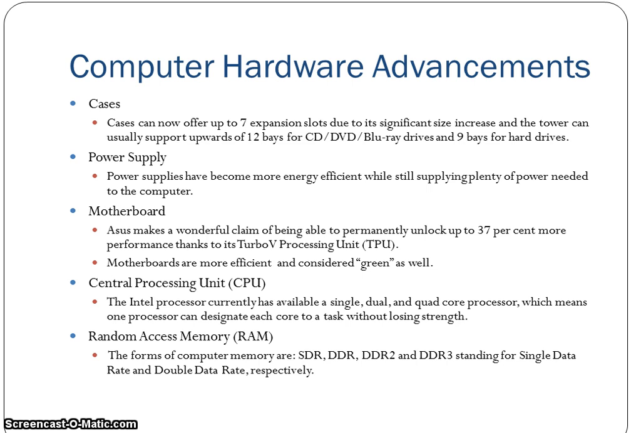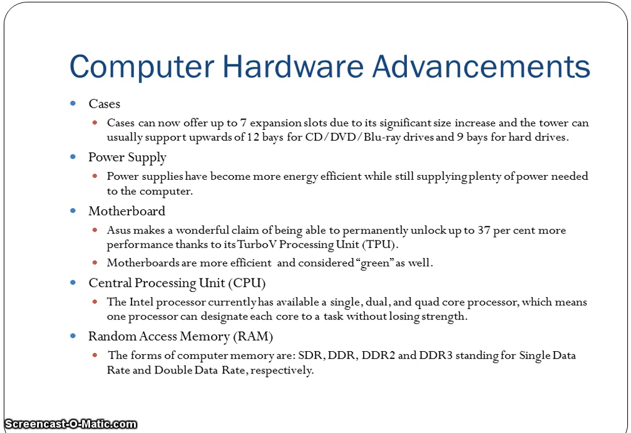The next component that has advanced is the power supply. You might say, well, how can a power supply advance? Well, they can, and power supplies have become more energy efficient while still supplying plenty of power needed for the computer itself. The motherboard, Asus is a good example of this. They make a wonderful claim of being able to permanently unlock up to 37% more performance thanks to Turbo V processing unit, also known as TPU. So these motherboards are also more efficient and considered green as well. These motherboards can definitely speed up and become more efficient.